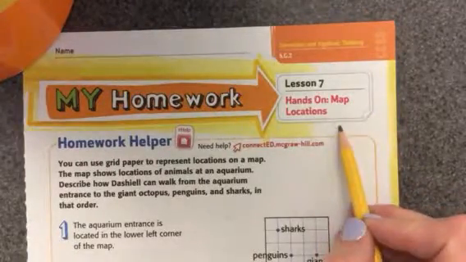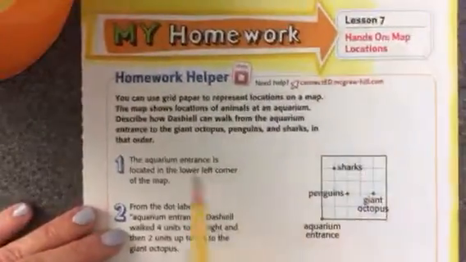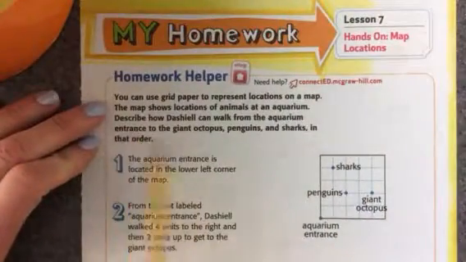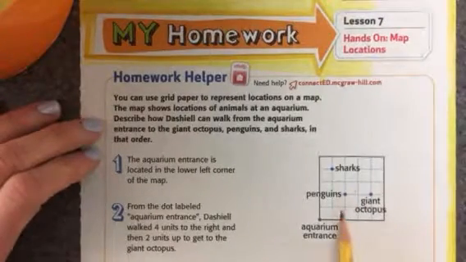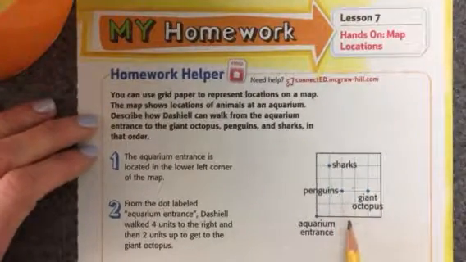Today I will help you with Lesson 7, Hands-on Map Locations. All right, let's look at the homework helper first. You can use grid paper like this to represent locations on a map. The map shows locations of animals at an aquarium.